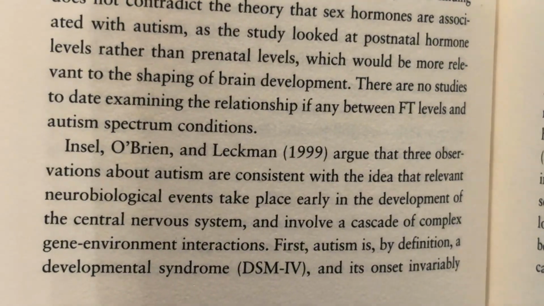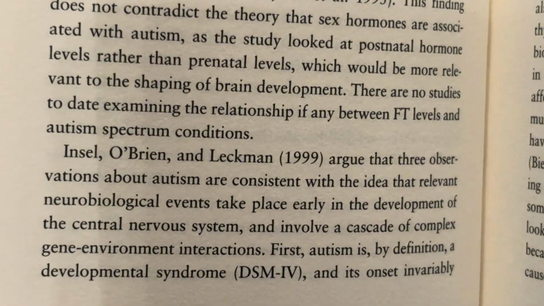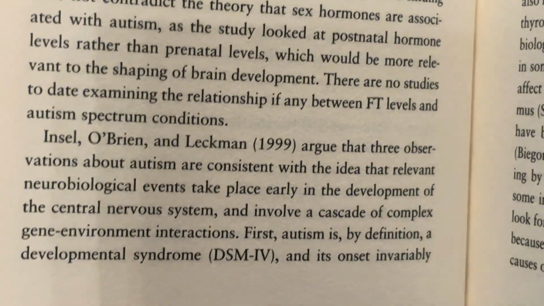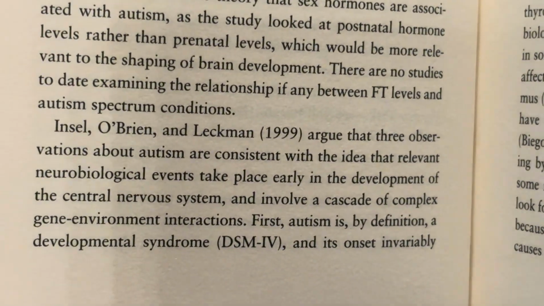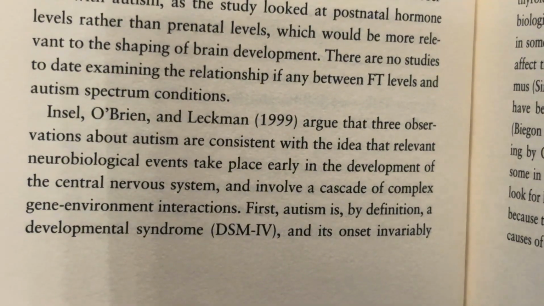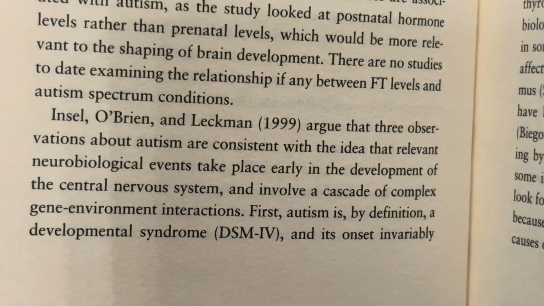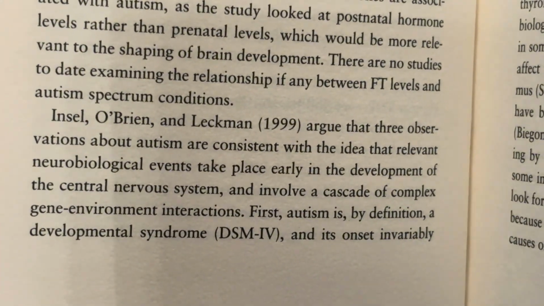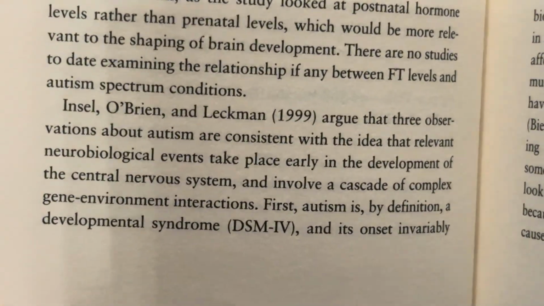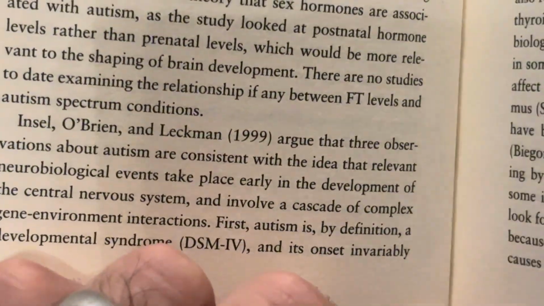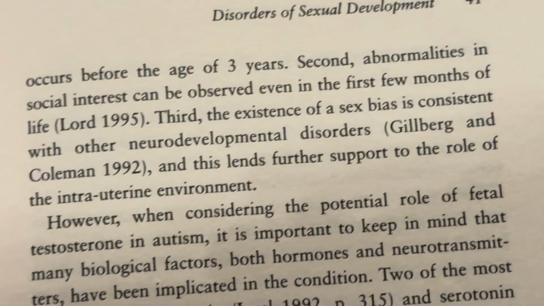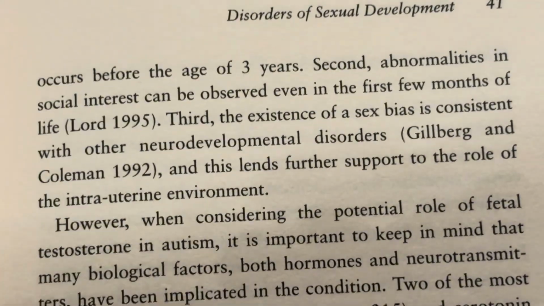Insel, O'Brien, and Leckman argue that 3 observations about autism are consistent with the idea that relevant neurobiological events take place early in the development of the central nervous system and involve a cascade of complex gene-environment interactions. First, autism is, by definition, a developmental syndrome, and its onset invariably occurs before the age of 3 years.